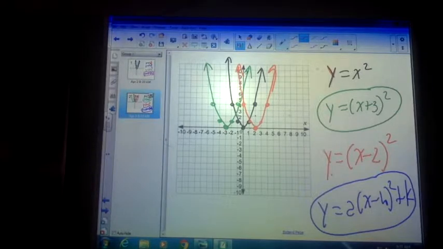Yeah? Does this only apply to parentheses equations? If it's inside parentheses, it's going to shift either right or left, and it's always opposite of your thought process. So what if there's an equation inside of this one? Oh, yeah, we're going to get there right now. Good question. The fact that it's squared doesn't mean anything.